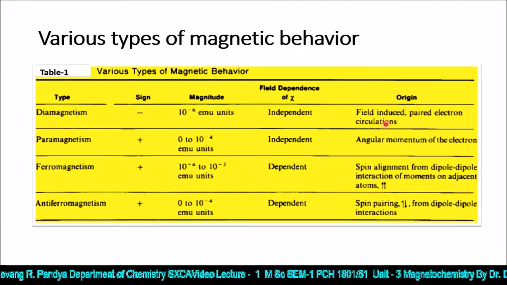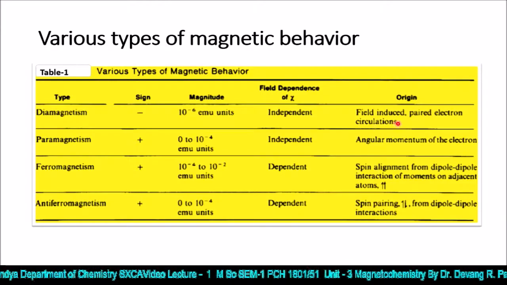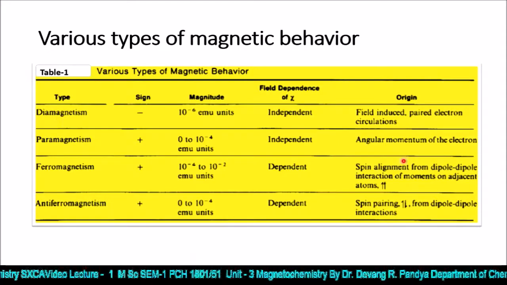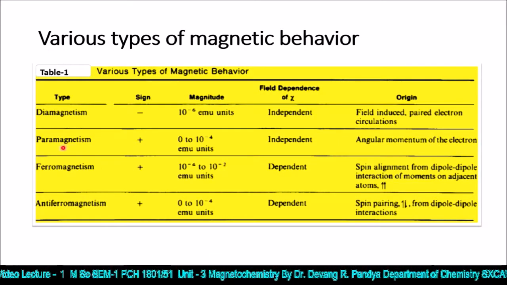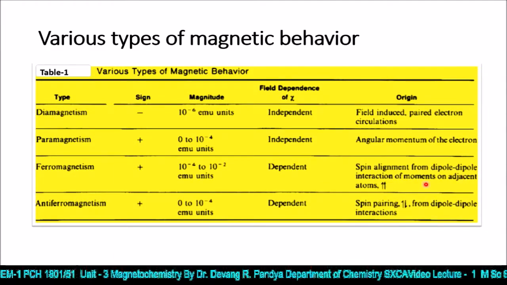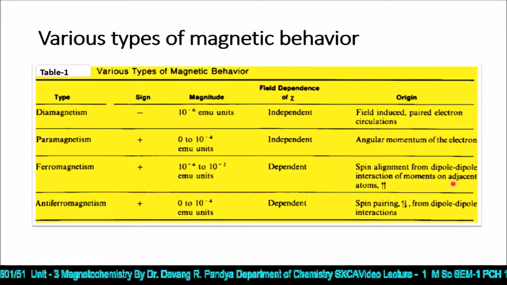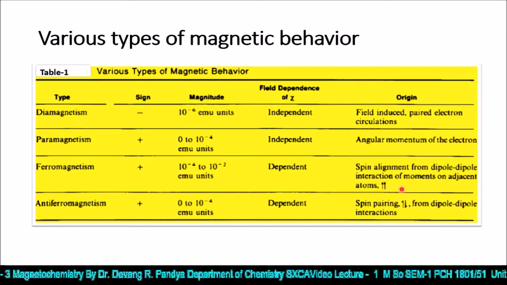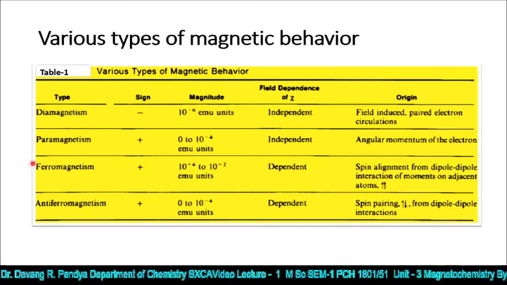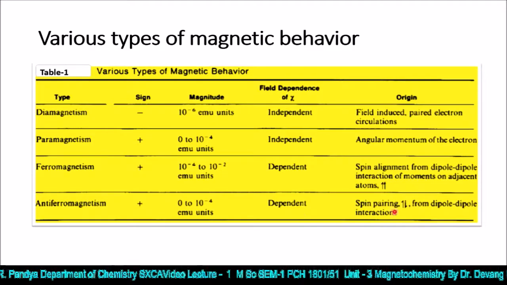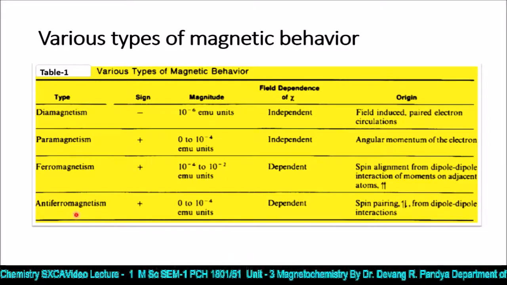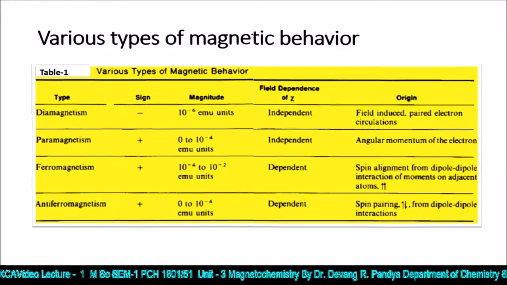Field induced paired electron circulations are the reason for diamagnetism. Angular momentum of the electron is responsible for paramagnetism. Spin alignment through dipole-dipole interaction of moments on adjacent atoms: when two atoms come closer and they have unpaired spins, a parallel spin arrangement gives ferromagnetism, and anti-parallel spin pairing through dipole-dipole interaction of two different atoms generates antiferromagnetism.